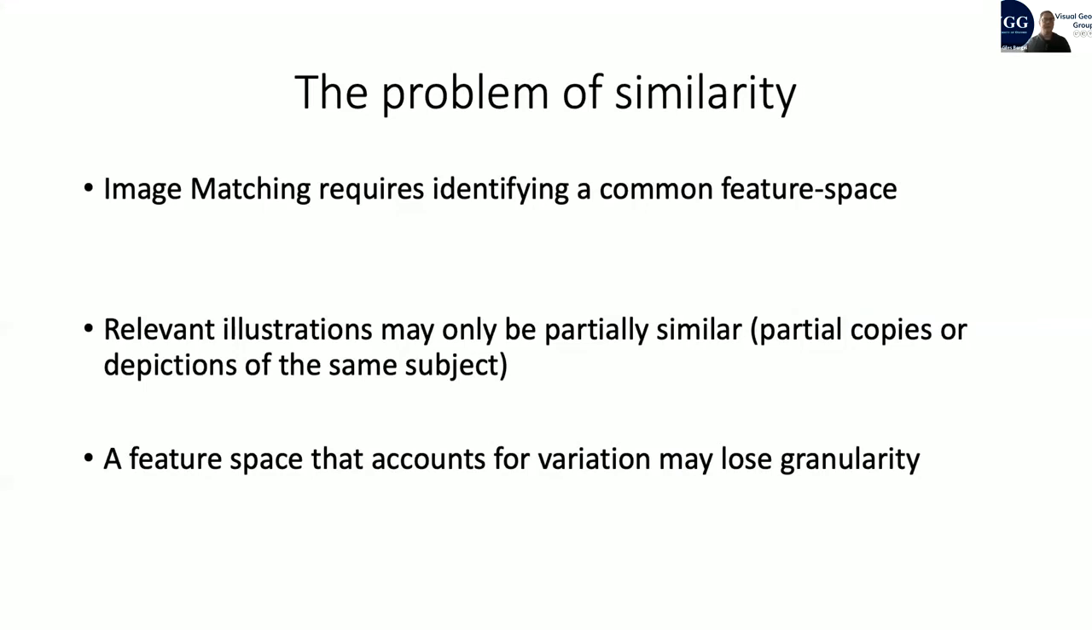The problem of similarity in this context is that we need to identify a common feature space, whereas relevant illustrations may be only partially similar. Similarity may include partial copies or depictions of the same subject. Then a feature space that accounts for that kind of broad variation, which is common to similarity in general, may lose granularity when it's venturing outside of these very specific matched features.